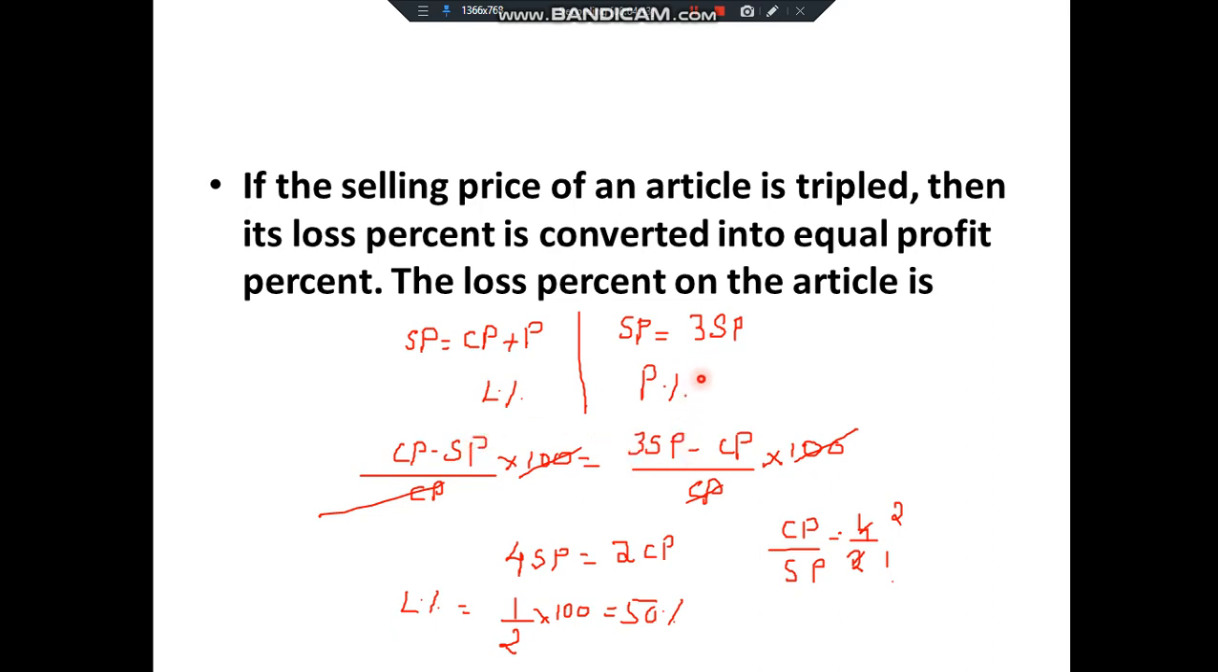Okay. Cancel 100. CP minus SP is equal to 3SP minus CP. So find the value for CP and SP by taking the ratio CP by SP. So you get as for two parts of CP there will be one part of SP. Now it is easy to find your loss percent. So CP minus SP by CP into 100. When you substitute you get the value as 50%. So I hope you can easily solve these kind of questions. Okay.